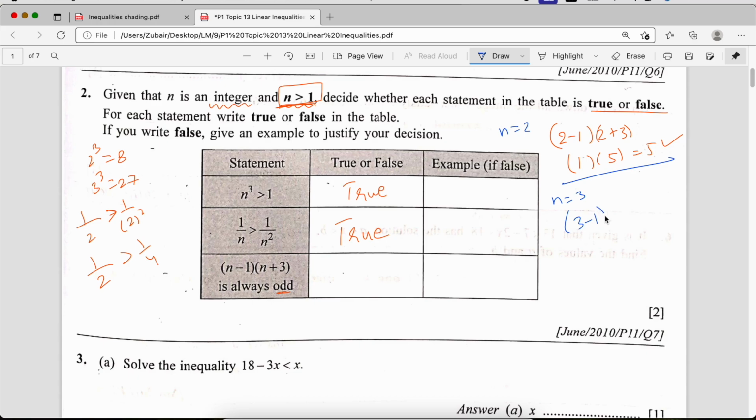So that will be 3 minus 1 into 3 plus 3. So 3 minus 1 is 2. Already if we are multiplying anything with 2, that would be even. So this is not odd. So it is false. It is not always odd. So if that's false, he said give an example. So we say n equals 3, which trial we just made, and 3 minus 1 into 3 plus 3, that's 12.